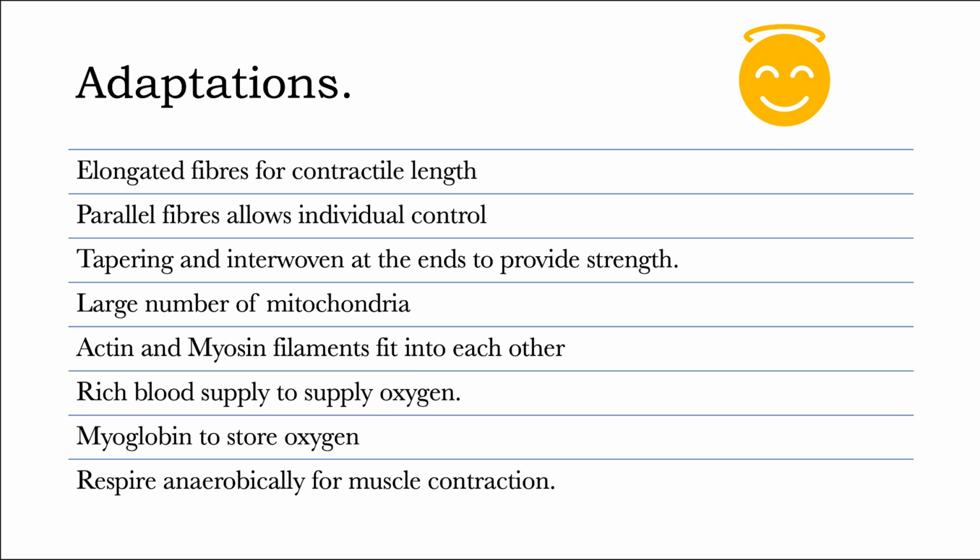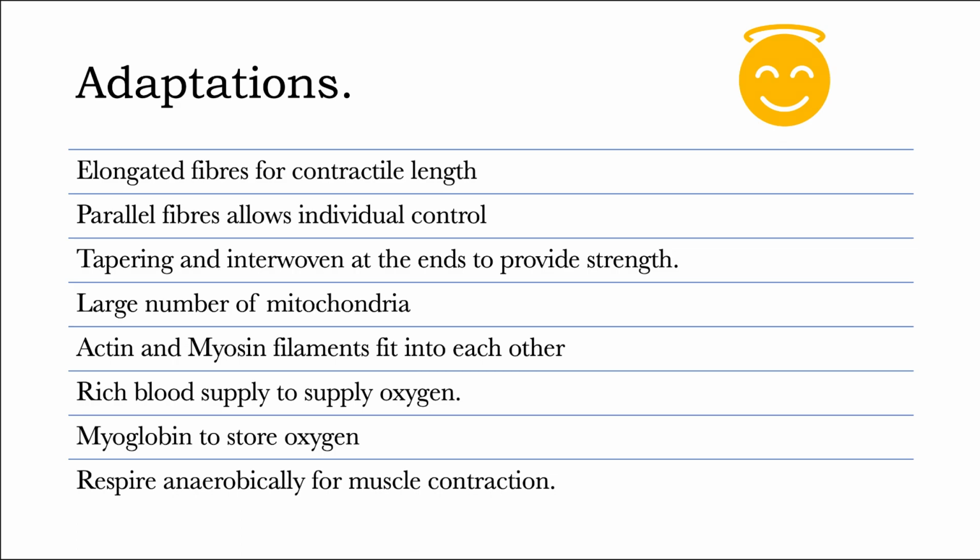And then they have a very large number of mitochondria to be able to provide the ATP that is required. Now, I want to remind you, anytime they ask you for an adaptation, you must provide a description, and at the same time, you must provide an explanation. The actin and the myosin filaments fit into each other, which provides a relationship that allows contraction of the sarcomere. And then they have a rich blood supply to supply oxygen, and then they have myoglobin to store oxygen.